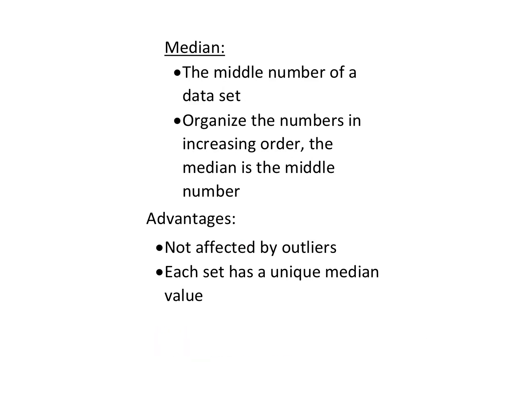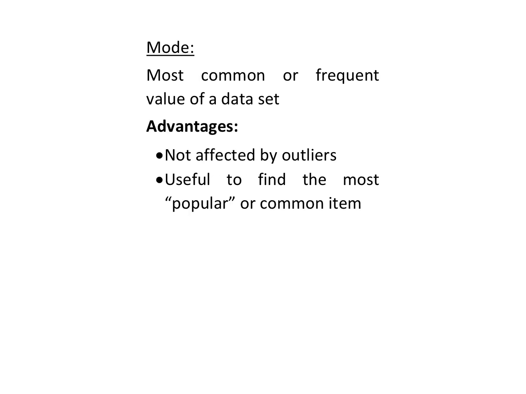The median is the middle set, so we put them in order and we look at the middle. The advantage to a median is it is not affected by outliers. So those really high values or really low values are not going to affect the middle number. It's just one number and each set has a unique median value. The mode is the most common. So also again not affected by outliers. It's very useful to find the most popular or common item.